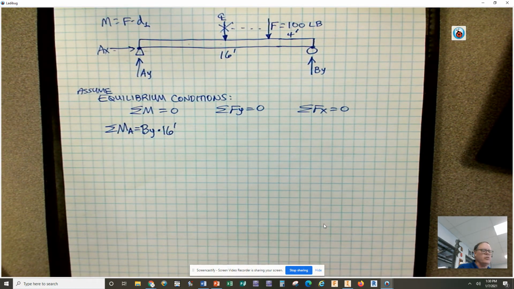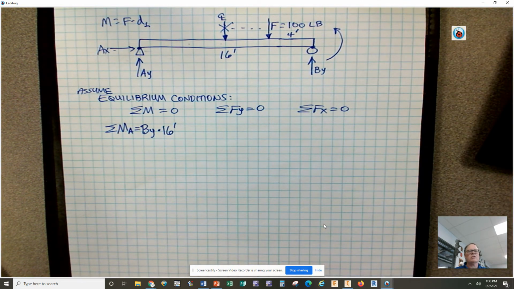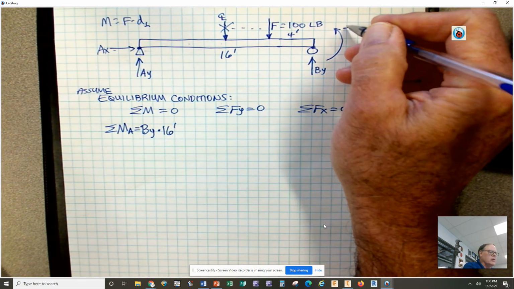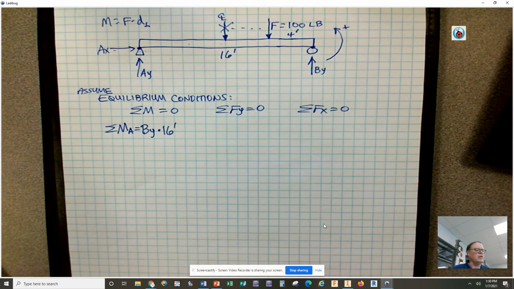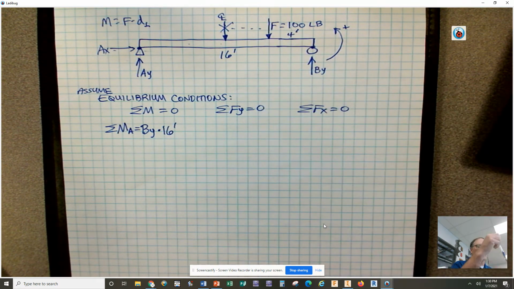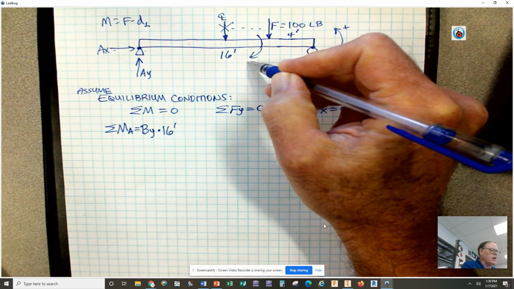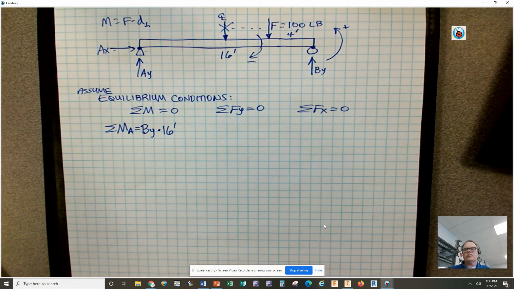It's a positive moment because it tends to bend it in a counterclockwise direction, and so we're going to label it plus. The other moment producing force on this beam is the 100-pound load coming down, and it's going vertically down. So it's going to be producing a negative moment or a clockwise moment. And so these two are going to balance each other out basically in an equilibrium condition.